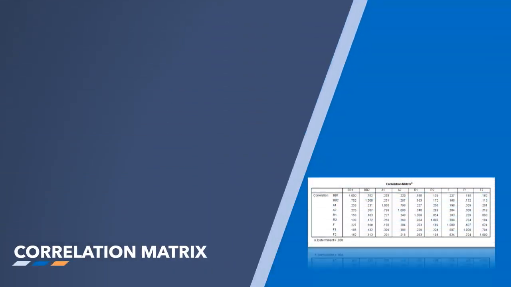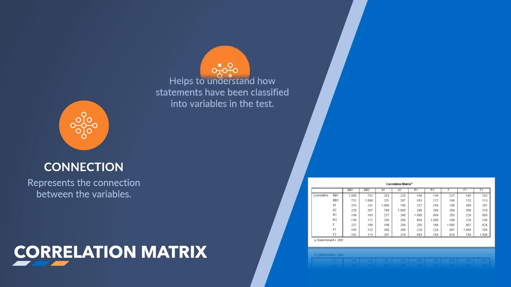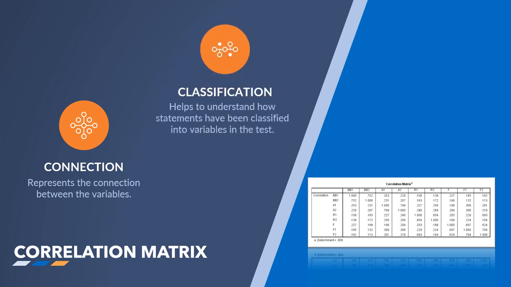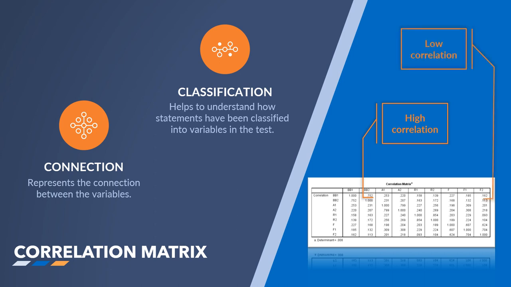The first table we got is the correlation matrix. It's just a simple correlation table. It just shows how the elements inside the dataset are interconnected. Now, the key to remember is that the correlation coefficient value should be at least 0.5 to be considered a good correlation. We can observe that the correlation between BB1 and BB2 is 0.752, which is considered a good score as compared to that between BB1 and F2, which is 0.162. Therefore, there is a higher correlation between BB1 and BB2 than BB1 and F2.